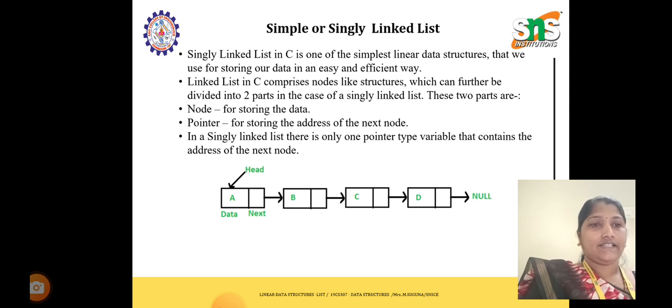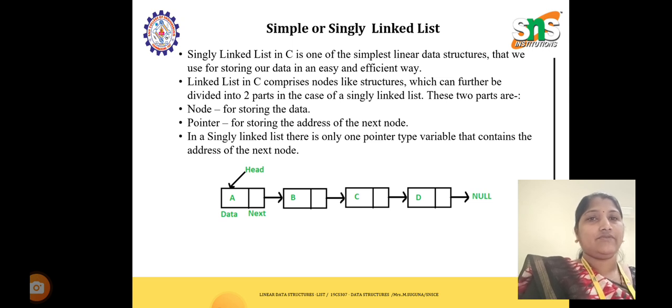A singly linked list is a data structure used to store a sequence of elements. Each element, which we call a node, contains two parts, the data part and a pointer which points to the next node in its sequence. The first node is called the head node and the last node points to null, indicating that it is the end of the list. Unlike arrays, linked lists do not store elements in contiguous memory locations, allowing for efficient insertion and deletion. So this is what a singly linked list is.